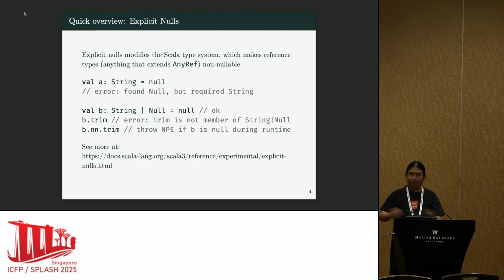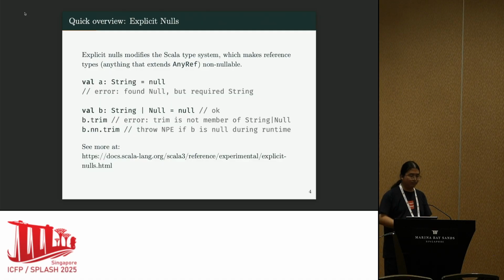Before we get into the details about the task, I will first give a quick overview of Explicit-nulls. Explicit-nulls is a new feature for Scala 3. It modifies the Scala type system, which makes reference types, anything that is a subtype of AnyRef, non-nullable, such that lowercase null is the value of null, and Null with a capital N is the type of null, and the Null type is not a subtype of String anymore. So when you try to assign the null value to a String, you will get errors with Explicit-nulls.